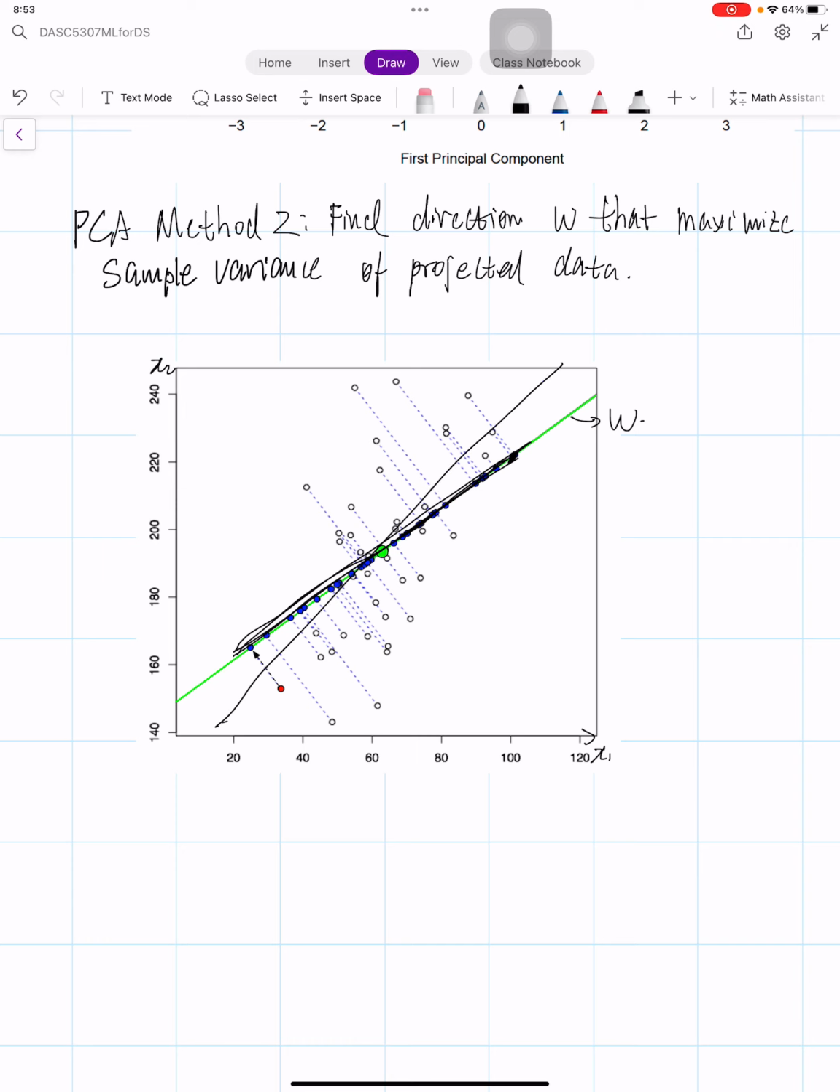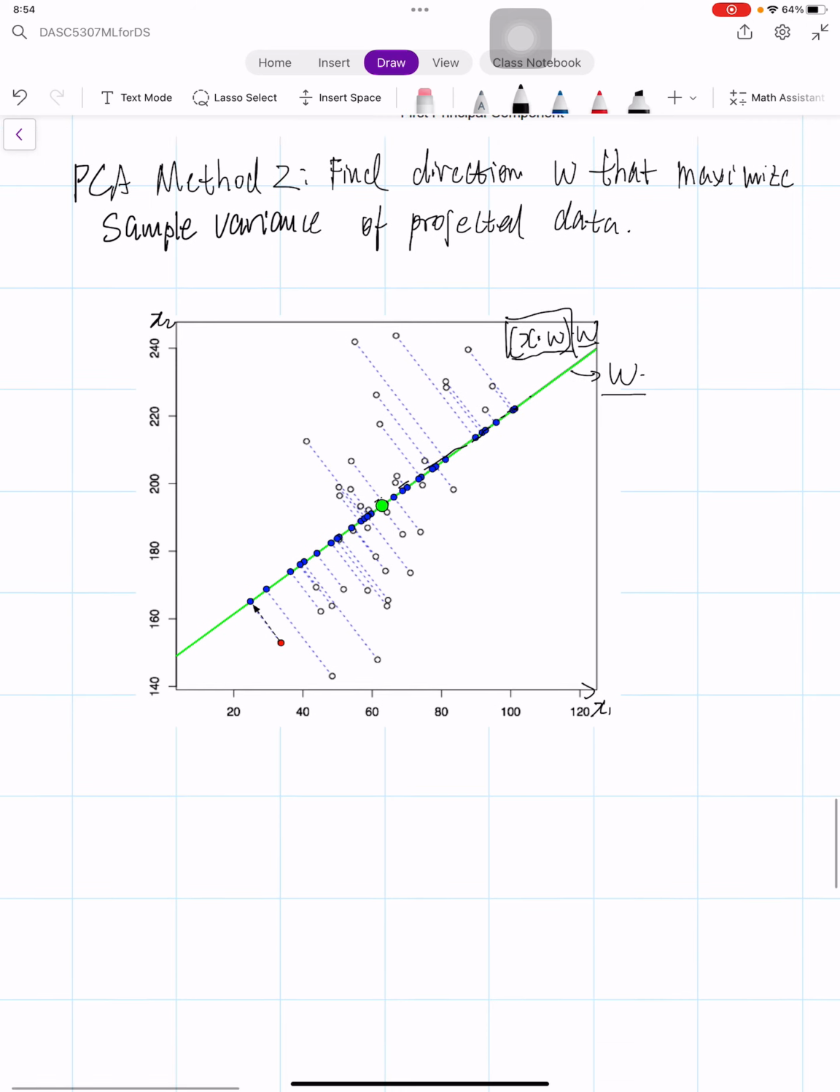And given each W, for any given W, we can project each data point onto this vector W by using that formula, right? By using the inner product of X with W, times W. So this gives us all the points here. We can calculate the variance of each projection, and we want to pick the W which gives the largest variance. So that's the interpretation.